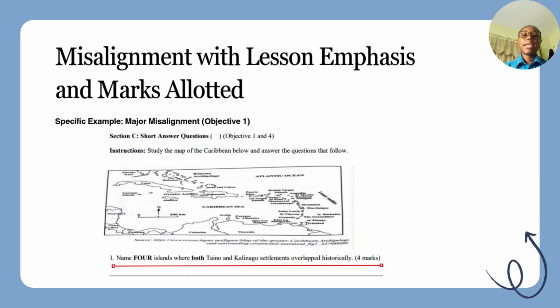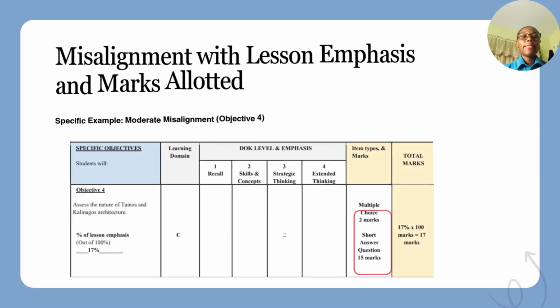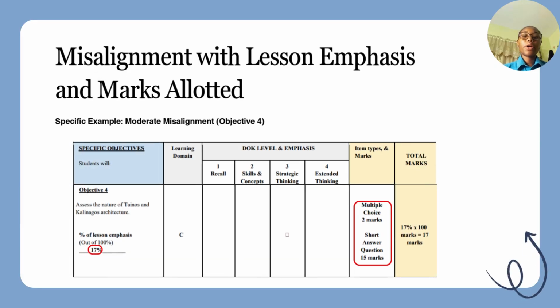It is assessed only in Section C, Question 1, which is worth only 4 marks. This means the objective is under assessed by 30 marks, completely disregarding the instructional emphasis defined in the TOS. Then there's also Objective 4.